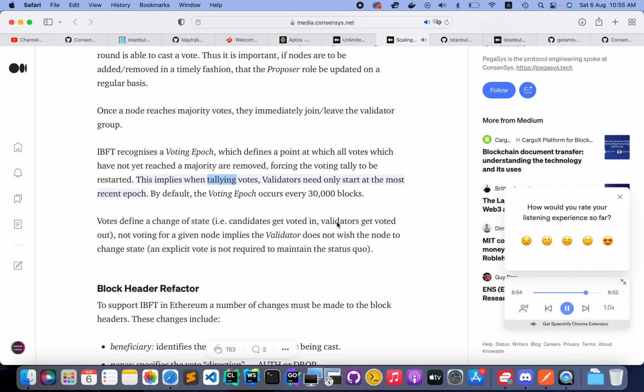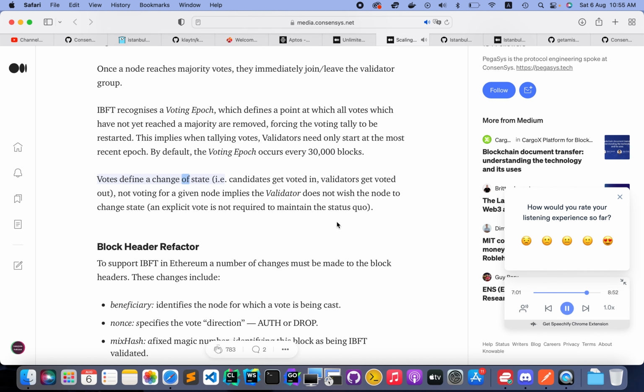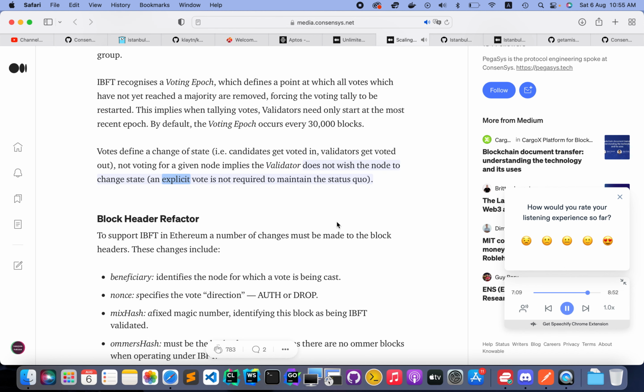This implies when tallying votes, validators need only start at the most recent epoch. By default, the voting epoch occurs every 30,000 blocks. Votes define a change of state, i.e. candidates get voted in, validators get voted out. Not voting for a given node implies that validator does not wish the node to change state. An explicit vote is not required to maintain the status quo.